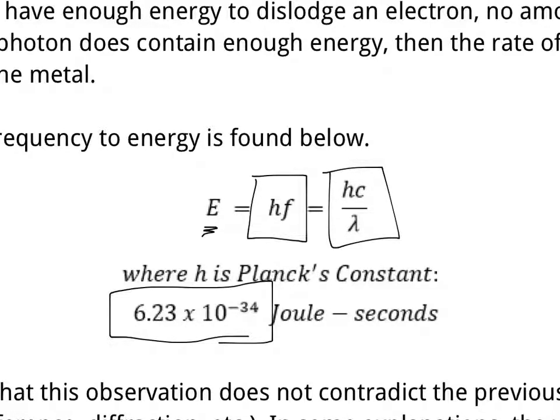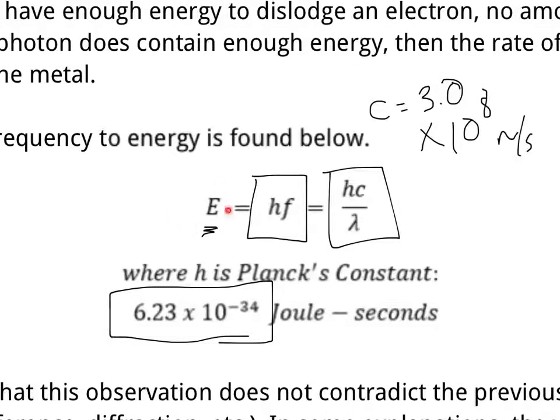It's an incredibly small number, is Planck's constant, but you'll need it to calculate energy in these equations. C, listed over here, is still the speed of light, 3.0 times 10 to the 8 meters per second. That is also a constant for these equations. So really, all you're doing is taking either an energy and turning it into a frequency or wavelength, or you're taking a known frequency or wavelength and turning it back into an energy.